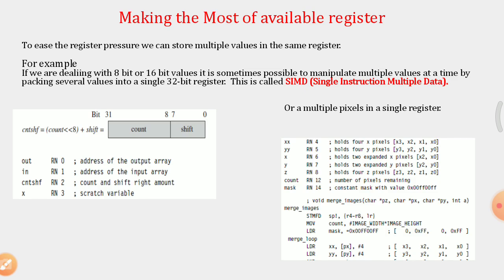So the third one, making the most of available registers. Here, to ease the register pressure, we can store multiple values in the same register. This is quite different from the previous methods, where whenever we require more registers, we create variables or loops. But here, we can store multiple values in the same register.